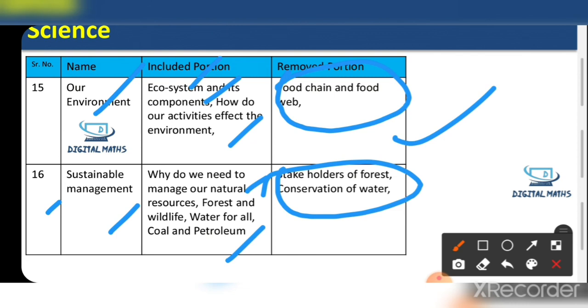Your science syllabus contains 16 chapters. For all the 16 chapters I have given you which is the included portion and which is the excluded or removed portion according to your board examination 2020-21. So I hope you prepare science well for the board examination.